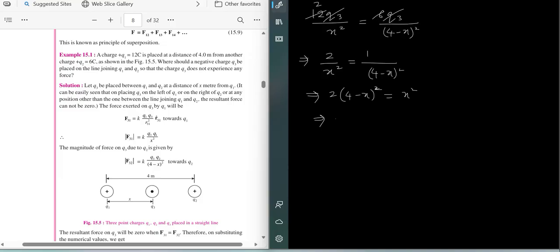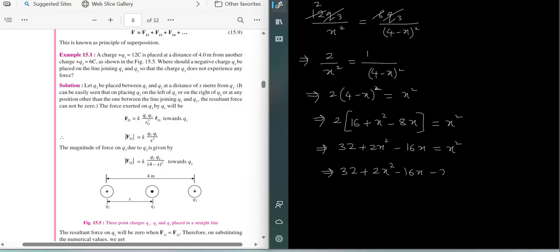If you open the bracket and expand it, a minus b whole square is a square plus b square minus 2ab. So if I open the bracket, 32 plus 2x square minus 16x equal to x square. The x square, when it goes to the left, will be minus x square. So it will be 32 plus 2x square minus 16x minus x square equal to 0. Simplifying, 2x square minus x square is x square, so x square minus 16x plus 32 is 0.